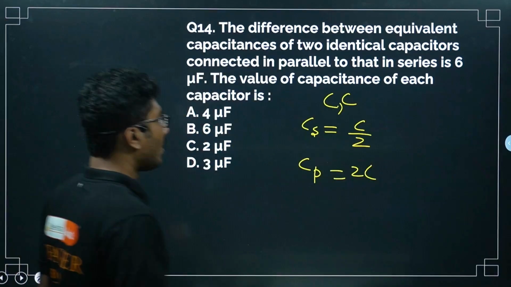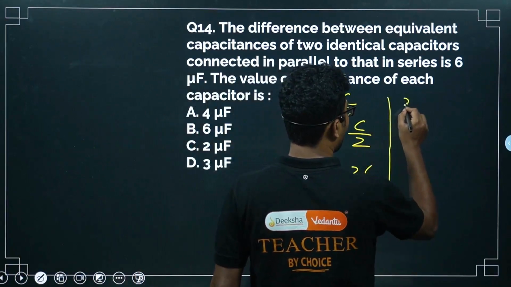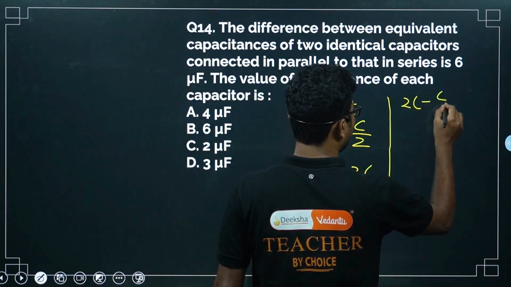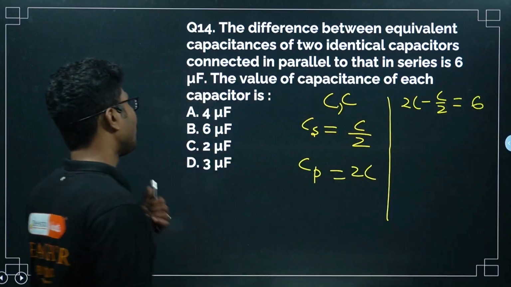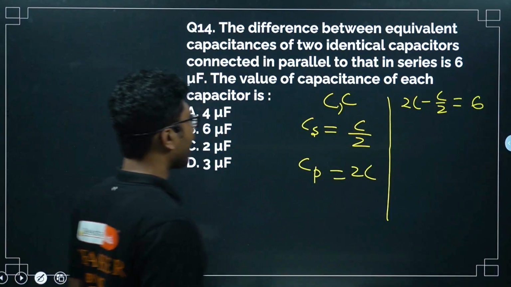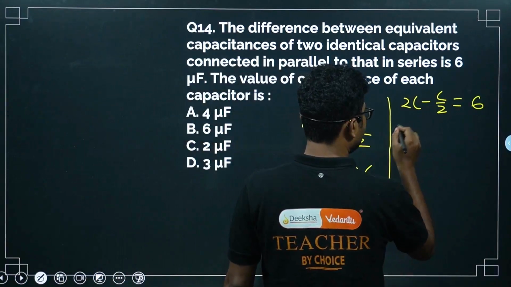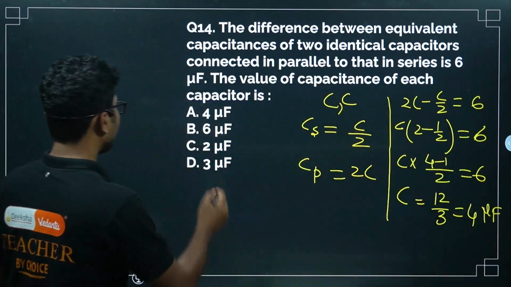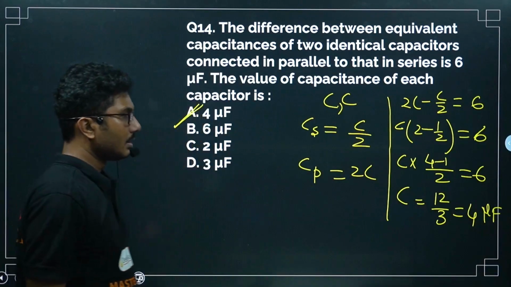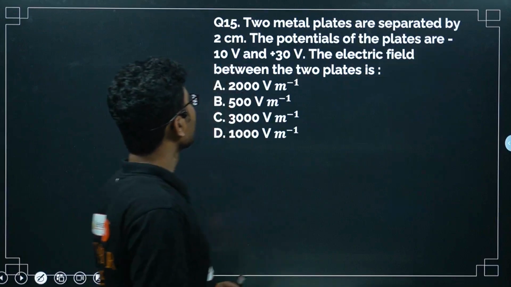Now what is given is the difference between them. So 2C minus C by 2 is given as 6, and they have asked you to find the value of the capacitor. Very simple. So C take common, 2 minus half. Okay, so 4 microfarad is the answer. Let us move on.